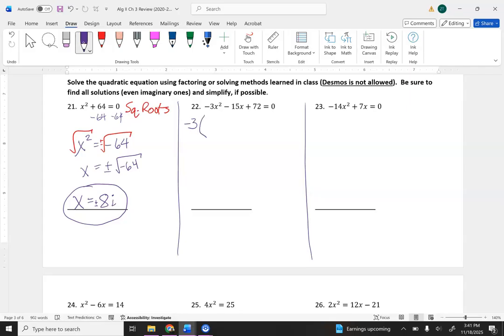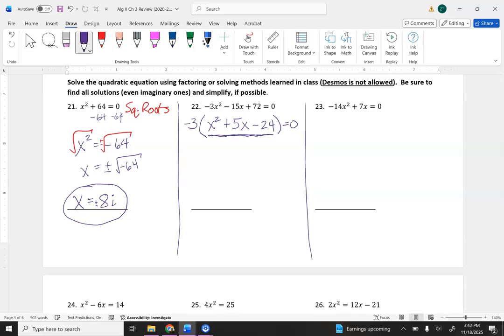For this term, dividing by negative 3 would leave an x squared. Here, negative 15 divided by negative 3 would leave a positive 5 with an x. And then 72 divided by negative 3 would leave a negative 24. All right, now this negative 3 is just going to sit on the outside for a moment. We're going to focus on the inside now.